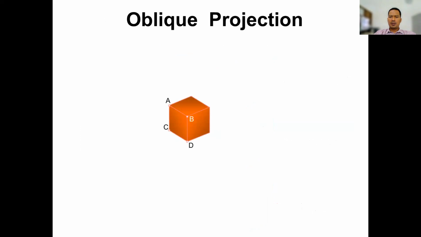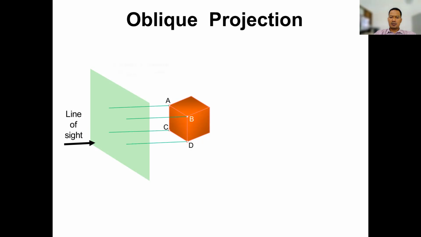And then about the oblique projection, when we have the object like this, then this is the plane and the line of sight is from here. And then we project all points of the object to the plane. This is the line of sight, parallel and oblique to the picture plane. And then we get the projection picture like this.